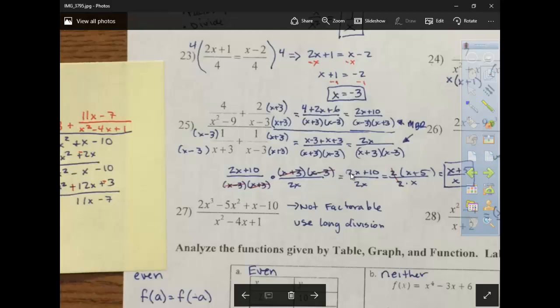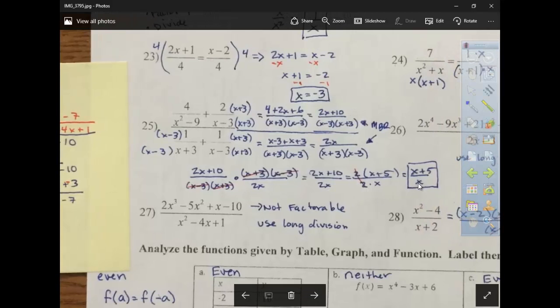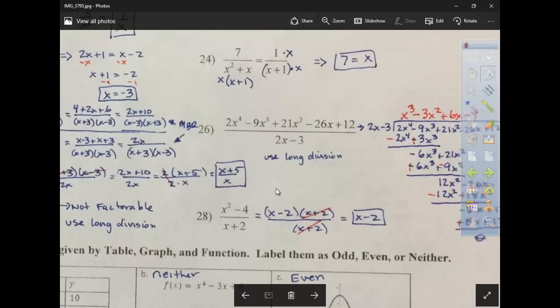Now there is a common factor of 2 in these two terms, so I pulled that out. And then 2 times x, so this is multiplication, so those can simplify. And then you're left with x plus 5 divided by x. These two x's do not cancel because this is addition. That one was a tough one.